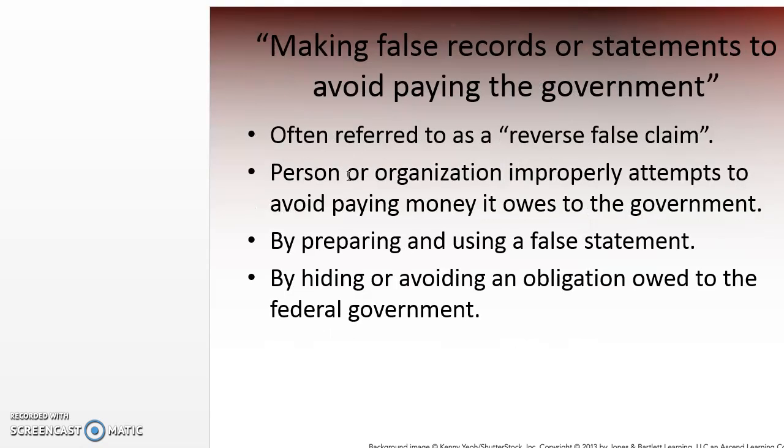The basis for the False Claim Act liability is often referred to as a reverse claim. So rather than filing a false claim, the person or the organization hides or avoids paying back the money that is owed to the government. And the government actually says that you only have 60 days to repay that overpayment. And the clock begins ticking on the day of discovery.